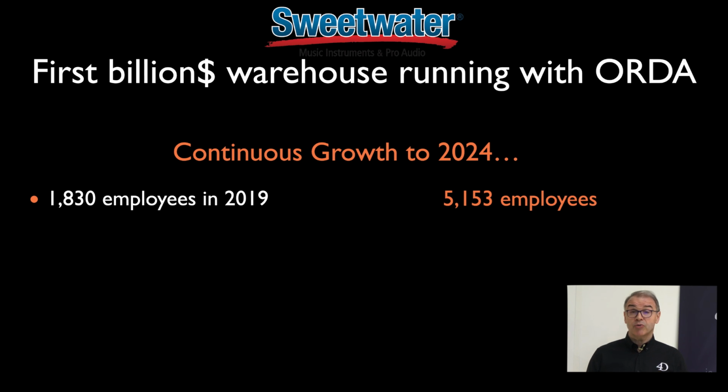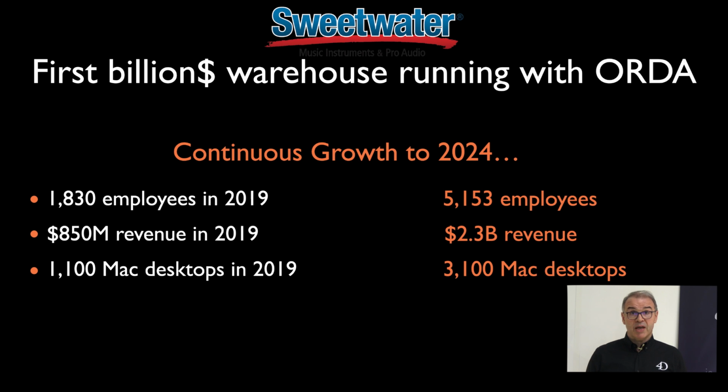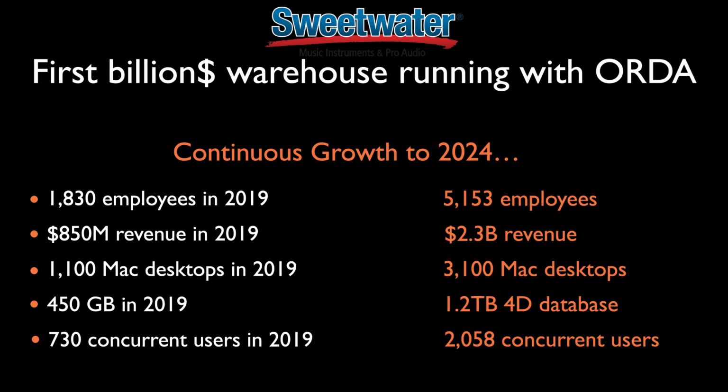Today there are 1,830 employees, and they expect to be more than 5,000 in 2024. They are running 850 million US dollar revenue, and they expect more than 2 billion US dollar revenue in the next 5 years. There are 1,100 Mac desktops, and they will run probably 3,100 Macs in the next 5 years as well. And their 4D database today is 450 gigabytes, and they expect to reach 1.2 terabytes. And finally, in terms of concurrent users, they are running with 730 concurrent users, and they expect to be more than 2,000 concurrent users in 2024.